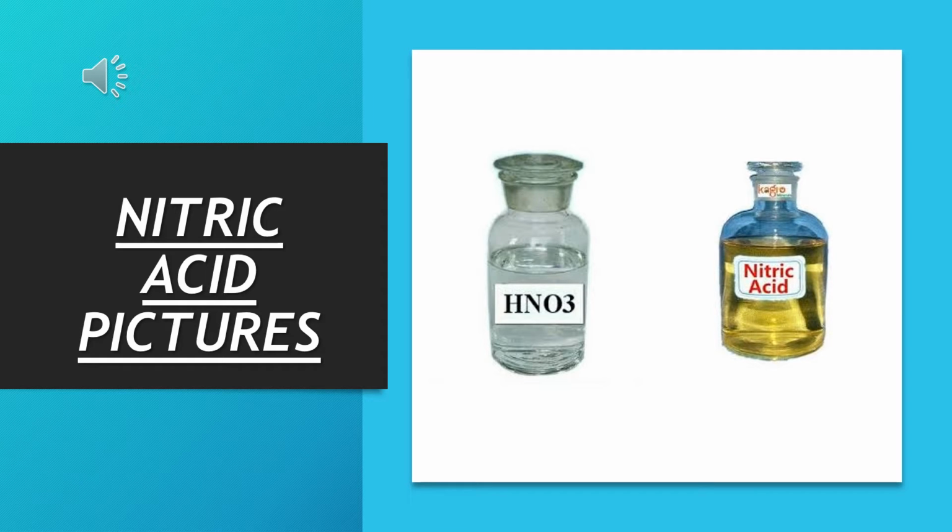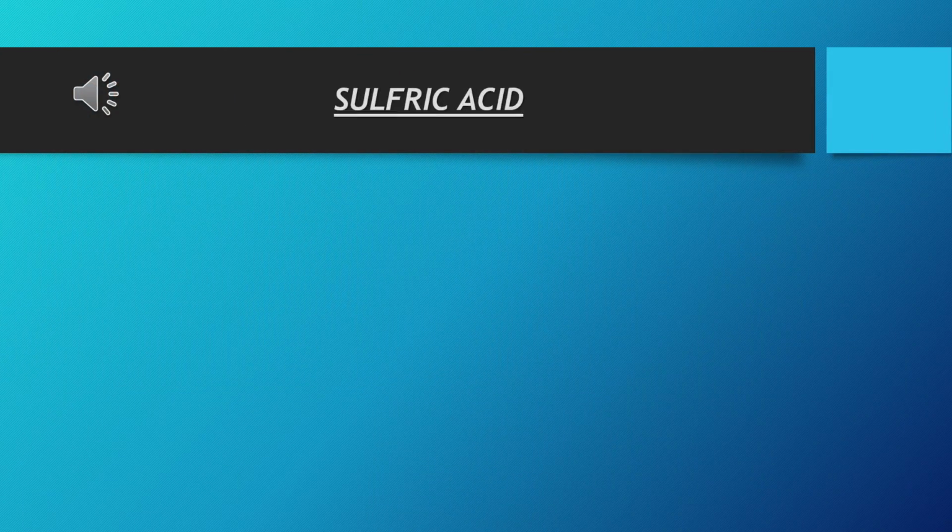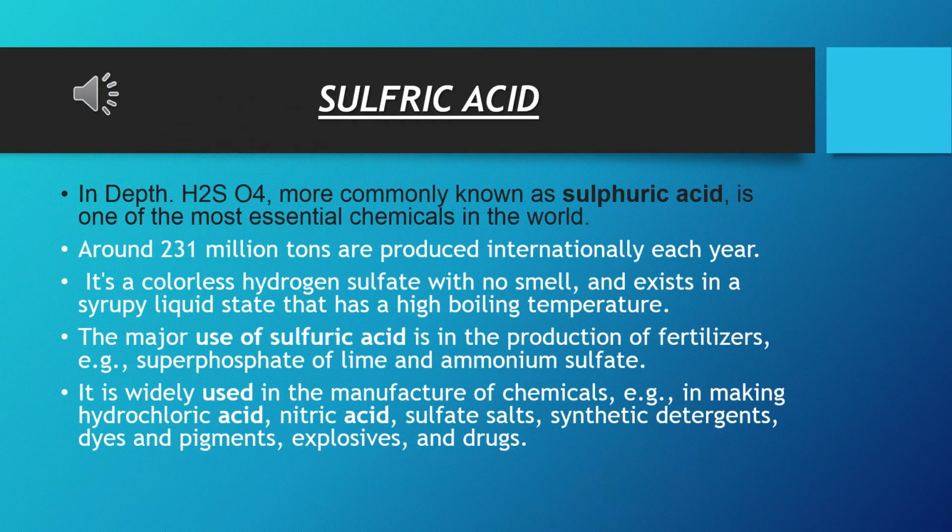Now, these are some nitric acid pictures. This is the formula for nitric acid, which is HNO3. Now let's look at sulfuric acid in depth. H2SO4, more commonly known as sulfuric acid, is one of the most essential chemicals in the world. Around 231 million tons are produced internationally each year.